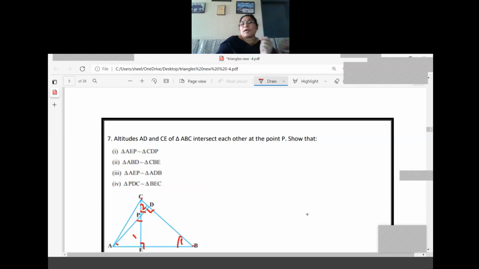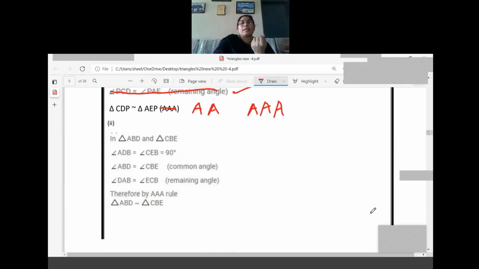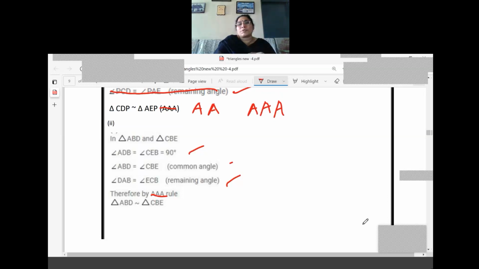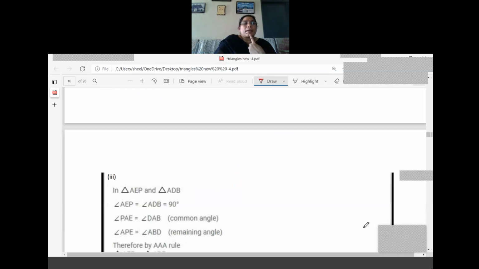So which criteria have we used? The common angle criteria. Let us see the solution now. 90 degrees, that is D and E, and angle B is common, then the remaining angle. So we have used the three angles, so the triple A criteria we should use, right? So here also the concept, last time it was the vertically opposite angle, now this time we have used the common angle.